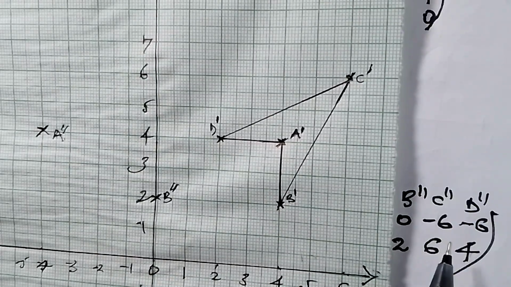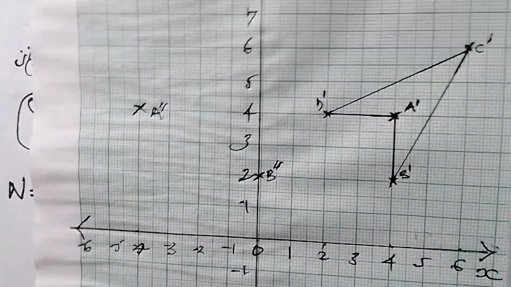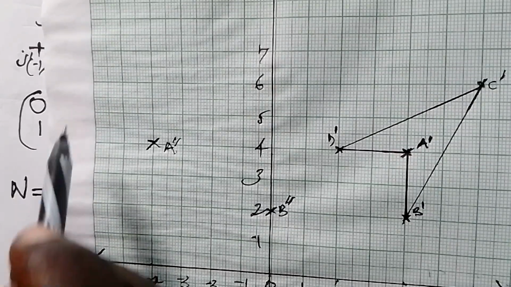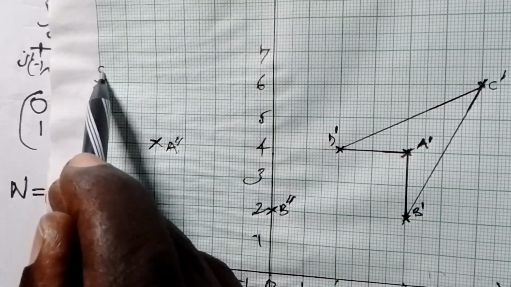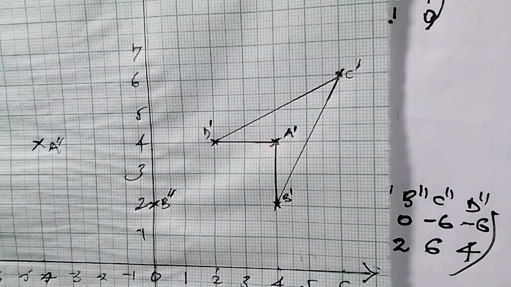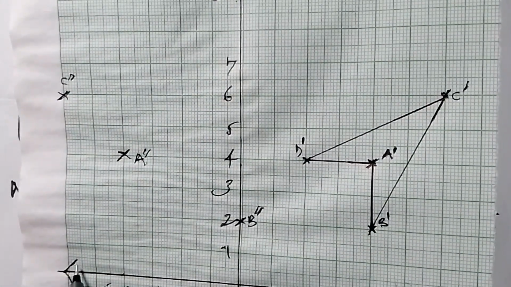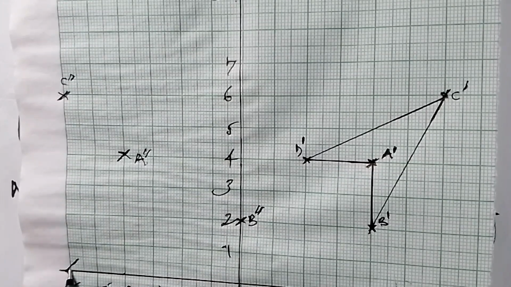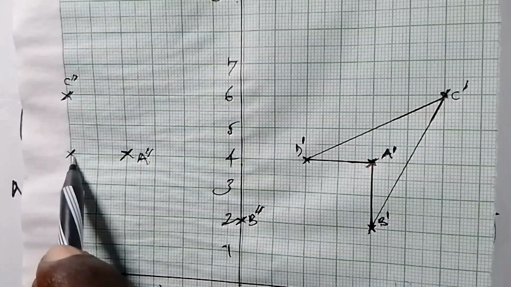C2 is negative 6, 6. Put a mark up there. And then D2 is negative 6, 4. So negative 6, 4. Put a mark here for D2.